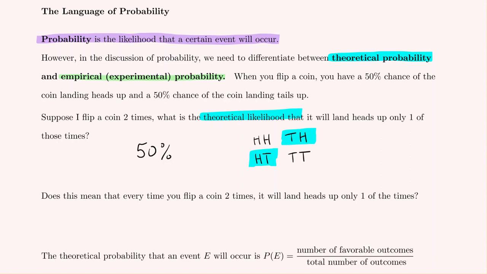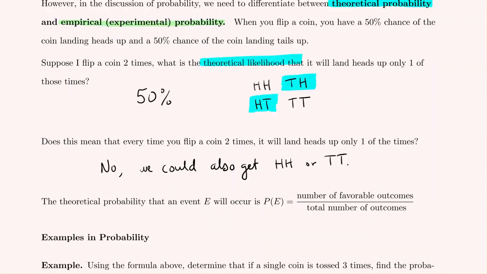Now, it is the theoretical likelihood that 50% of the time we'll get heads up one of the 2 coin flips, but does that mean every time we flip a coin 2 times, it is guaranteed to land heads up one of those times? And the answer to this question is no, because we could also get heads, heads or tails, tails. So the theoretical likelihood is the likelihood that something will occur. And if we ever wanted to see the experimental probability, we would actually run the experiment and then see what occurs.